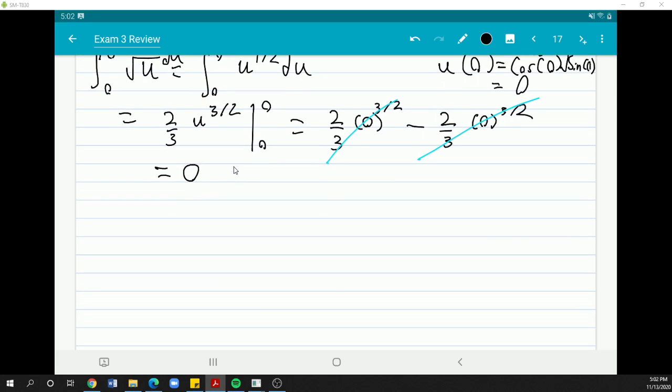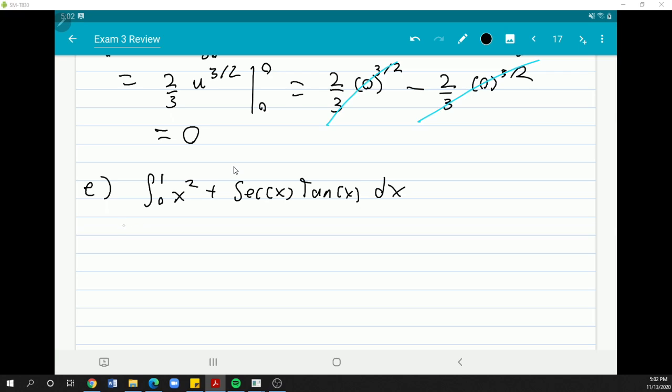Okay. Next, integral from 0 to 1 of x squared plus secant x tangent x dx. So this one's kind of like a breather. This is the same thing as integral from 0 to 1 x squared plus integral 0 to 1 secant x tangent x dx.